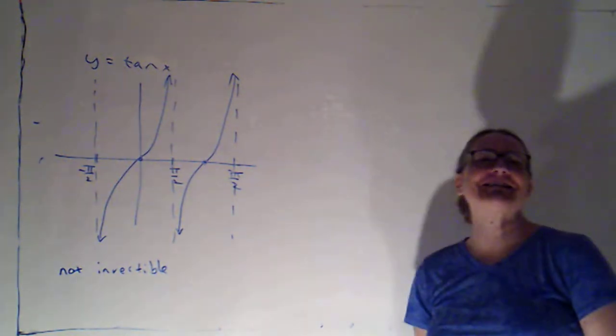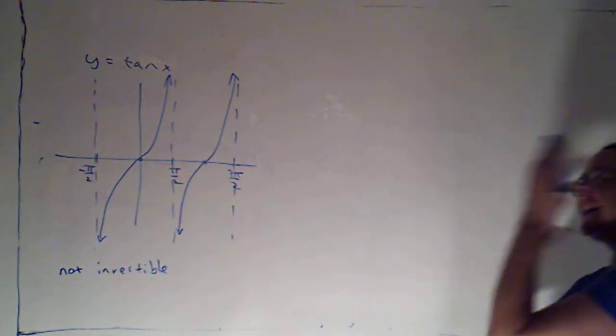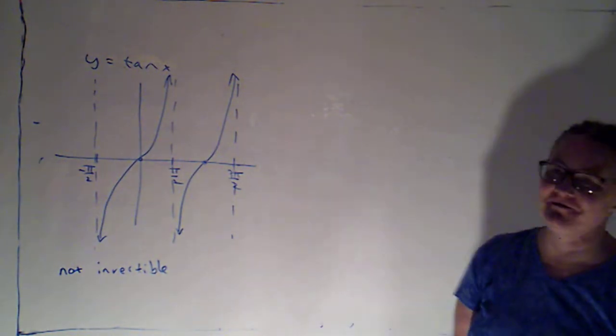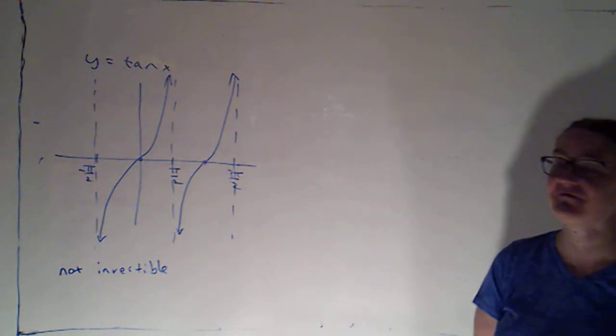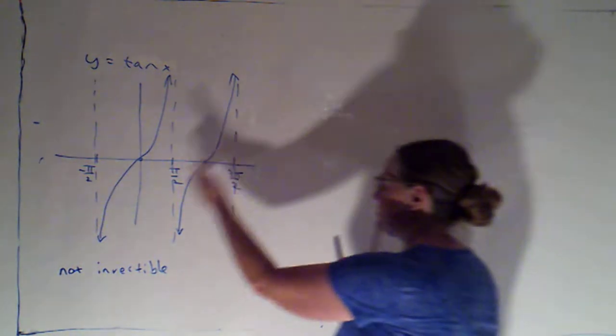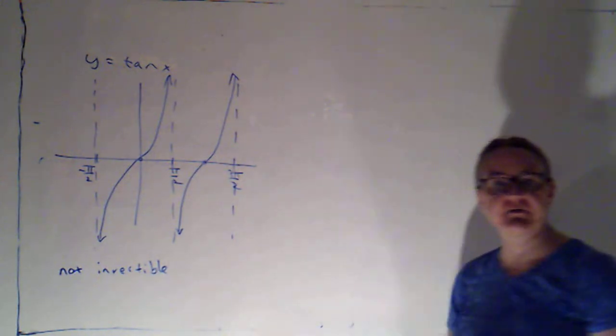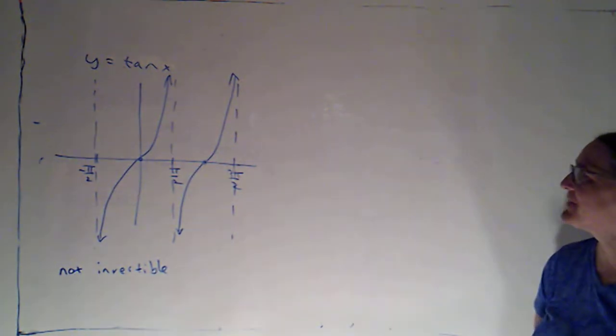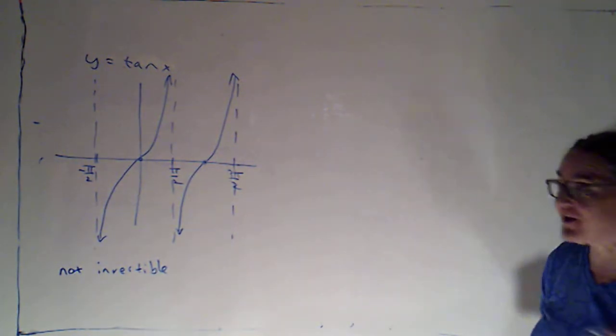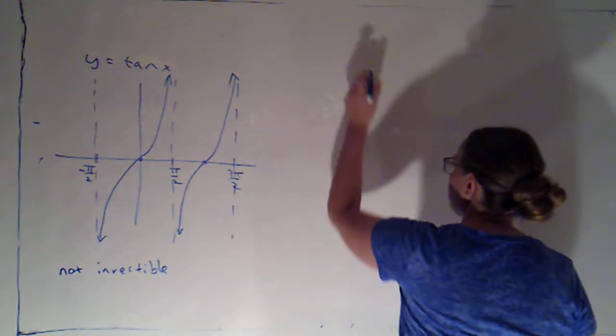So I've got y equals tangent of x on the board. Like all trig functions, it is not invertible. I've just drawn 2 periods of tangent here, but even with just 2 periods, it's repeating all of its y values. Okay, so to create an invertible function, we need to restrict the domain.